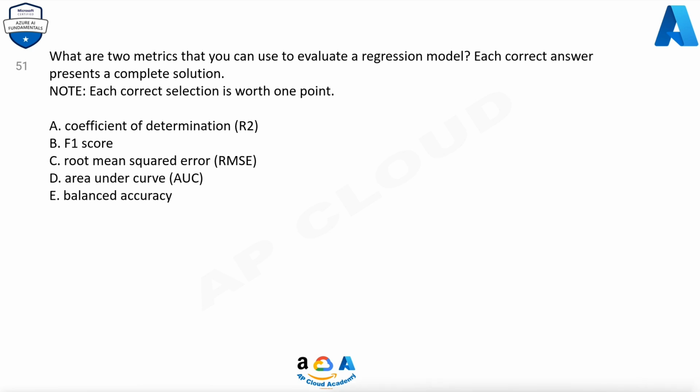51. What are two metrics that you can use to evaluate a regression model? Each correct answer presents a complete solution. Note, each correct selection is worth 1 point.